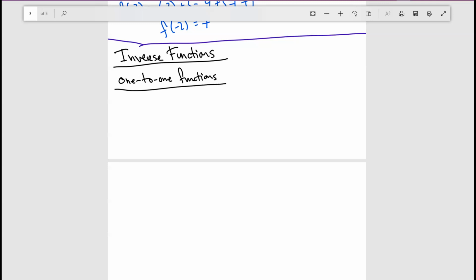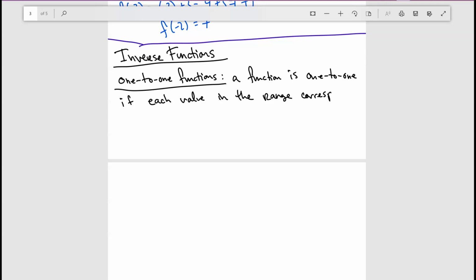So this one-to-one function, basically what it means is a function is one-to-one if each value in the range corresponds to one element in the domain. Okay, so all it is, a function is one-to-one if each value in the range corresponds to one element in the domain.